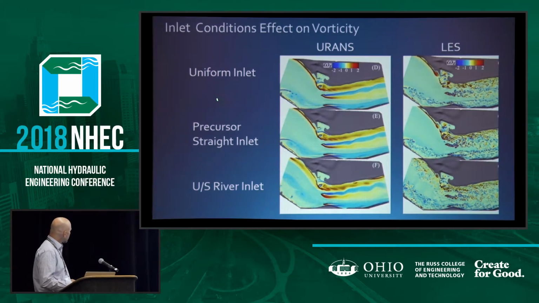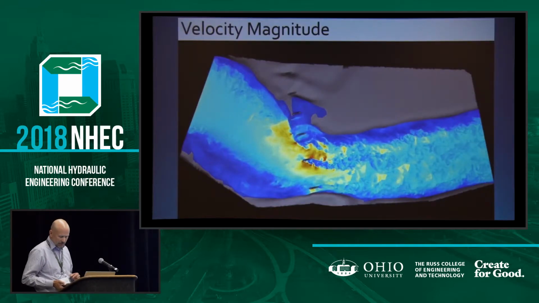And again, here's the three inlet conditions. It's a little hard to see, but certainly in this one, where we modeled the upstream river, you can see more vortices and things coming downstream into the flow. Does that make a difference when it gets to the bridge? So that was one question. We'll see in a moment.